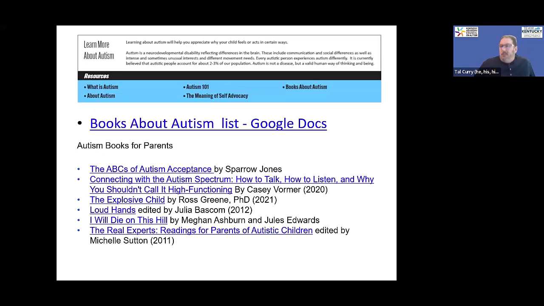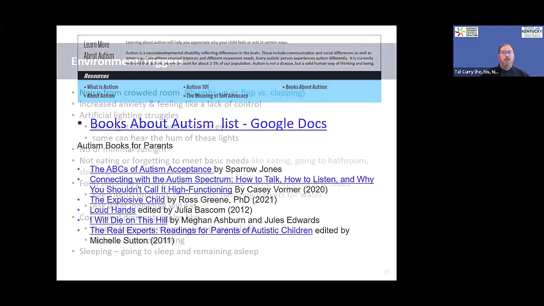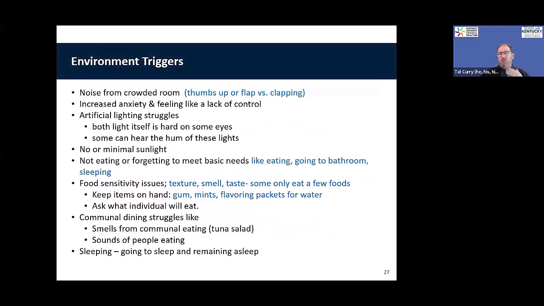So for example, if you clicked on the Books About Autism, here are some of the autism books for parents. And so you can see some of the books here. They aren't just specifically autism books, like The Explosive Child is an excellent book for therapists and parents with difficult children. It's not written just for autistics, but it's an excellent book. And then you'll see some of the other autism books. So that gives you an idea of some of the resources.